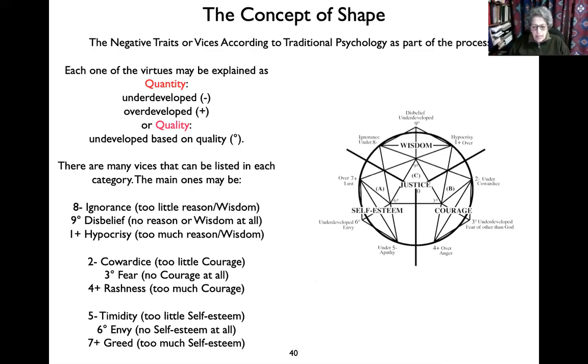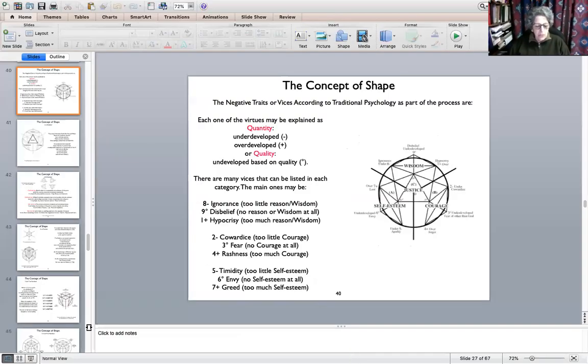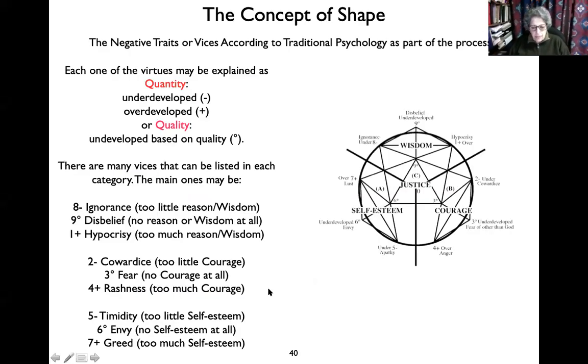The 8 is a minus because it's underdeveloped, a wisdom, which is too little reason or wisdom. 9 with a small circle is disbelief, no reason or wisdom at all. And 1 is hypocrisy, too much reason or wisdom. Then if we look at the behavioral segment, cowardice is too little courage, fear is no courage at all, and 4 is rashness, too much courage. When we look at self-esteem, also called temperance, the 5 is timidity, too little self-esteem. 6 is envy, no self-esteem at all. And 7 is greed or lust, which is too much self-esteem, too much devoted to ourselves, a kind of narcissistic personality.